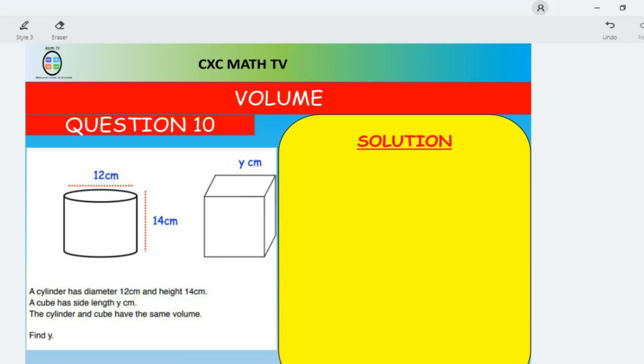Finally, this last question. They tell us now the volume. They tell us that the cylinder and the cube have the same volume. We need to find y. Pause the video and do this question.